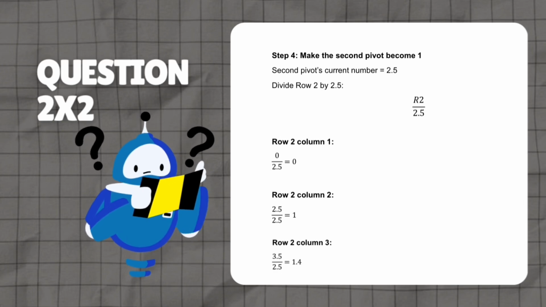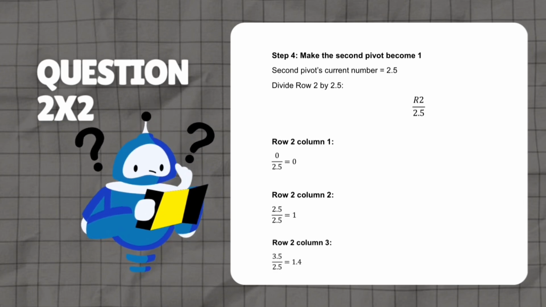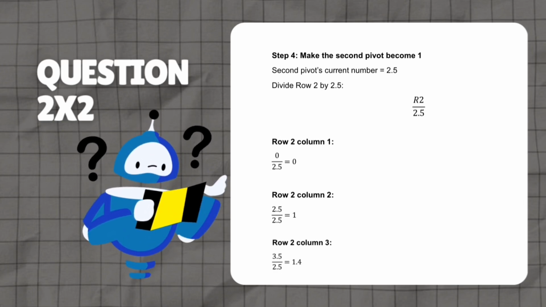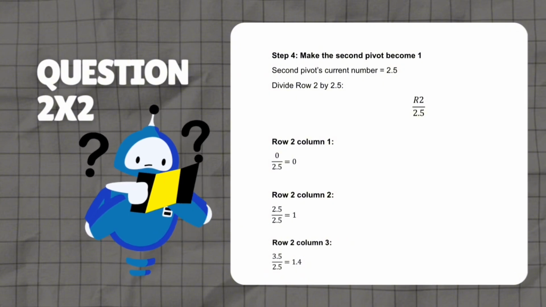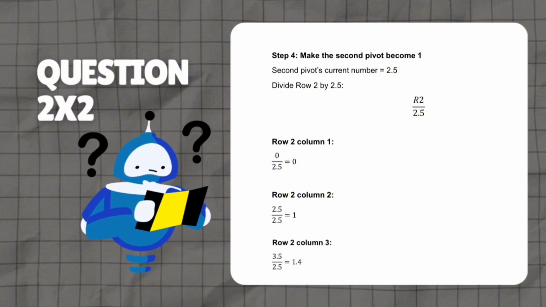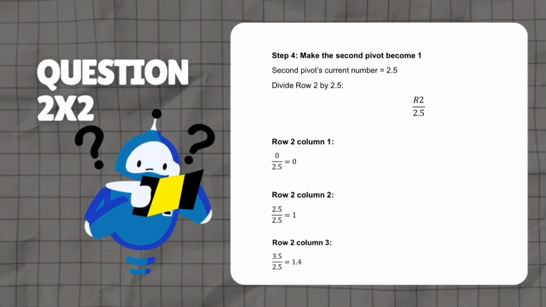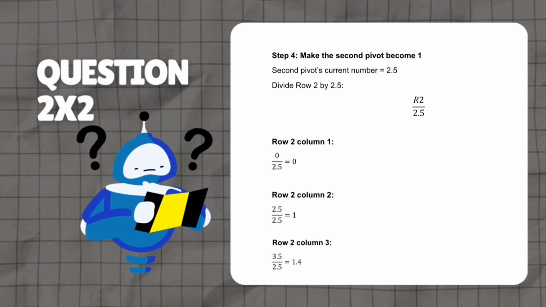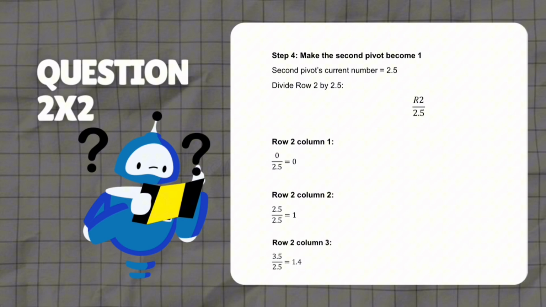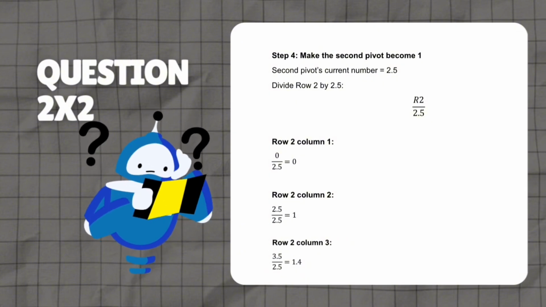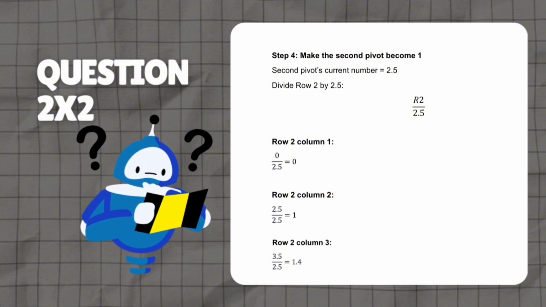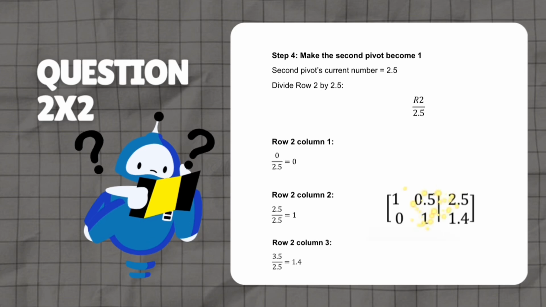Next, for step 4, make the second pivot become 1. Next, we focus on the second pivot in row 2. The current value is 2.5. To change it into 1, we divide row 2 by 2.5. Again, we divide every element in row 2, column 1, column 2, and column 3 by 2.5. We then write the new matrix.